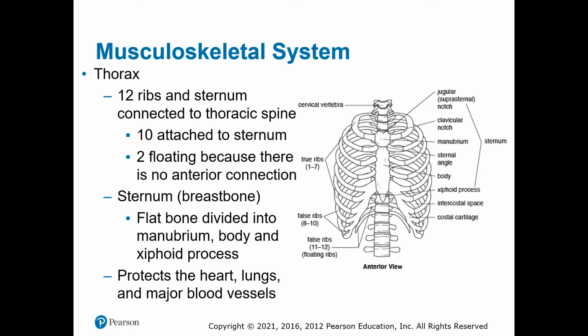And then in between each rib you have intercostal muscles that allow for the expansion and retraction of the chest to allow you to breathe. And then it protects the heart, lungs, and major blood vessels, your aorta, and various things like that.